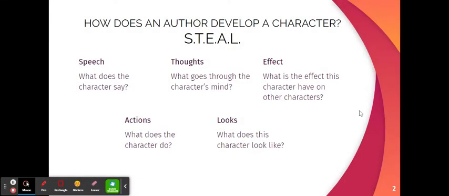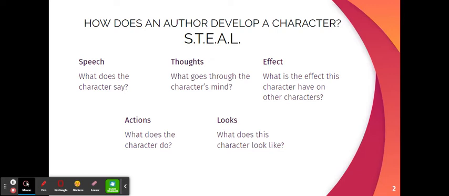To find out the nature of a character, we use a method called STEAL, an acronym for speech, thoughts, affect, actions, and looks. They're pretty self-explanatory, and I think that you probably have talked about these things before, but I just wanted to do this as a quick review.